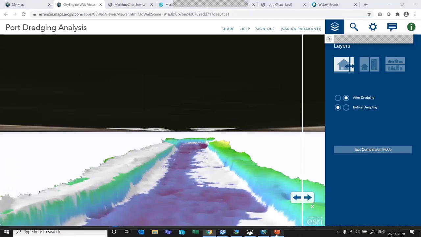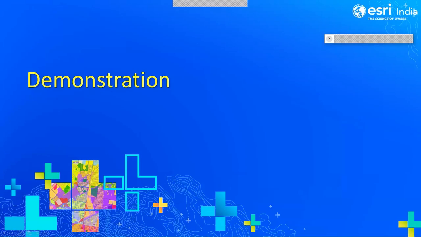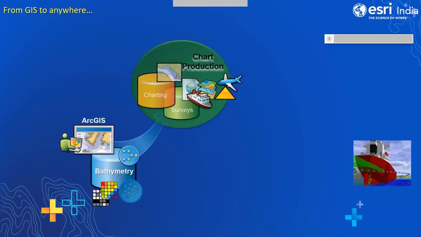In a similar way, we have multiple use cases, where multiple departments are using this bathymetric information system or the bathymetric data sets. The first main end user of the bathymetric information system is the hydrographic offices. Hydrographic offices use this information for generating the nautical charts, either a paper nautical chart or an electronic navigation chart.